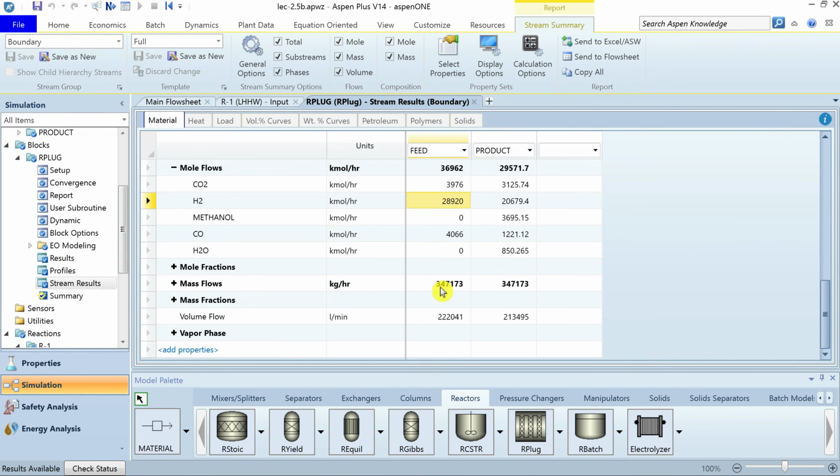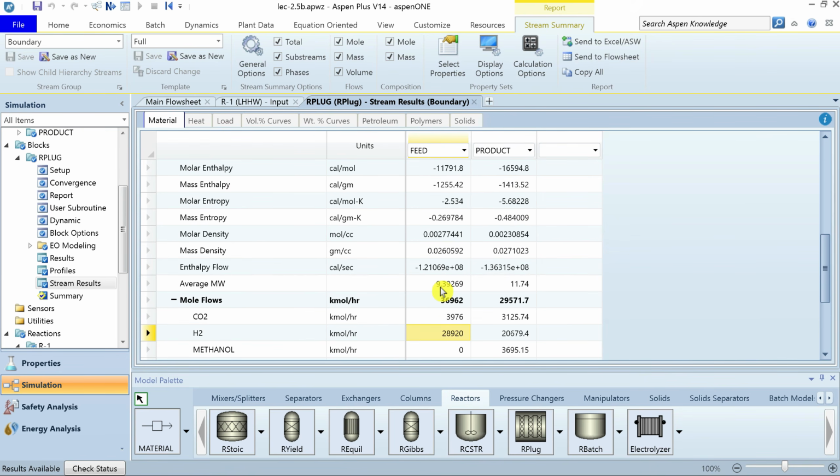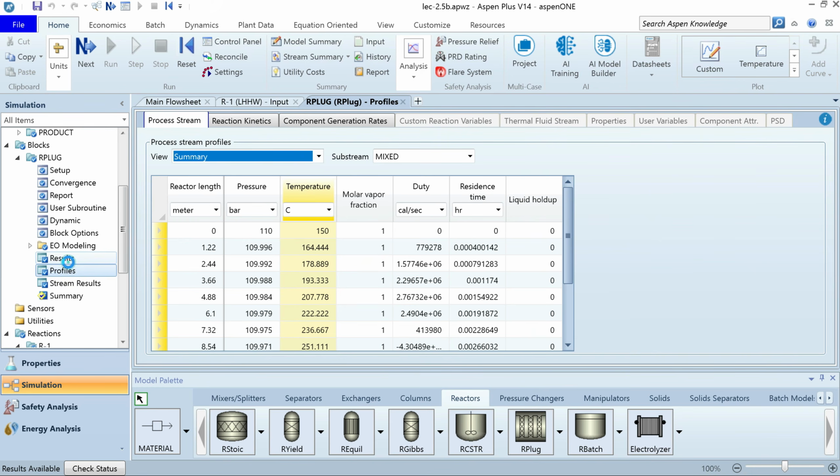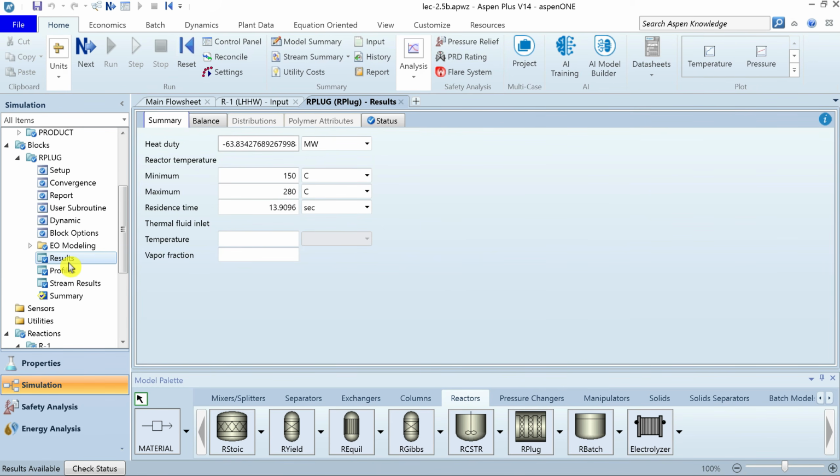You can also read other results of the interest from the stream summary as well as from the profiles as well as from the results section. This is how you can simulate plug flow reactor using reaction of any relevant kinetic model.